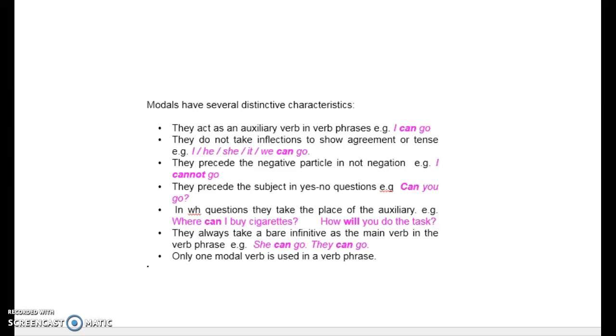And in WH questions, they take the place of the auxiliary. For example, where can I buy cigarettes? Or how will you do the task? And here you have, after the WH, the modal, and then the subject of the question. They always take a bare infinitive as the main verb in the verb phrase, an infinitive without to. And remember that only one modal verb is used in each verb phrase.